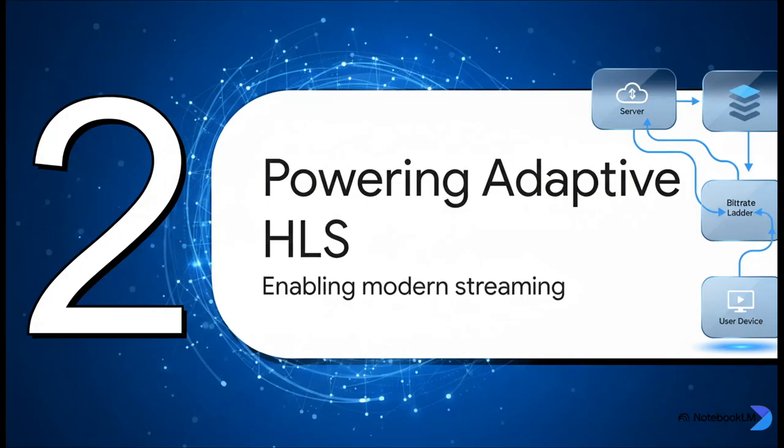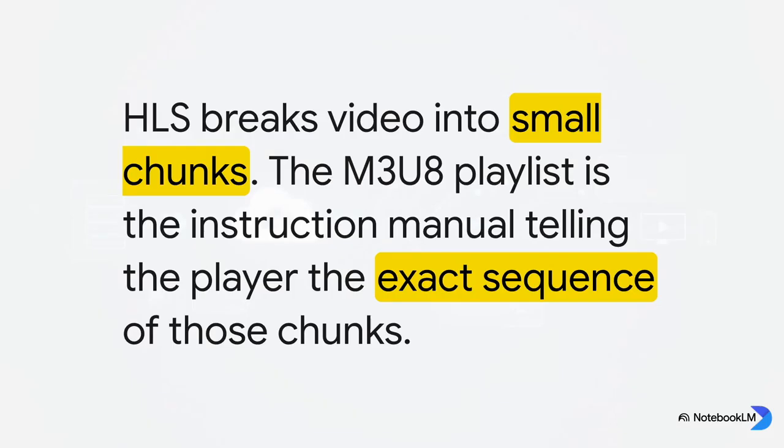Okay, so how does this simple little text file create that seamless, buffer-free experience we all just expect now? Let's take a look. The real magic of HLS streaming is that it doesn't try to send you one giant video file all at once. Nope. Instead, it breaks the video up into small, manageable chunks. The M3U8 playlist is the instruction manual, telling the player the exact sequence of chunks to download and play, one after the other, for a perfectly smooth experience.